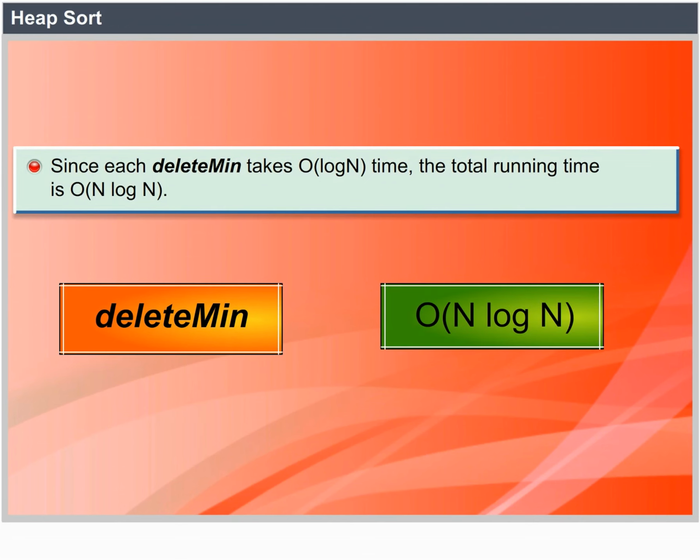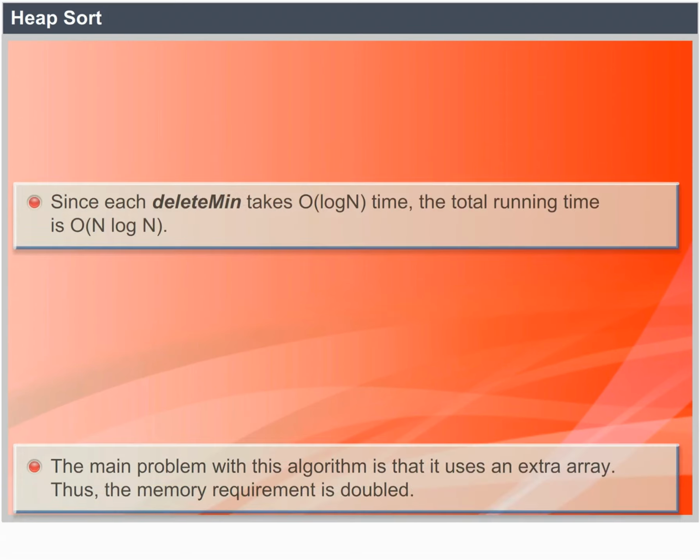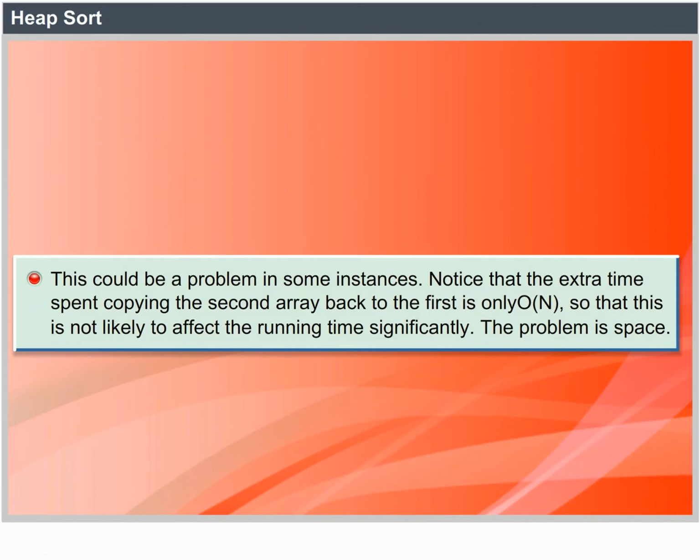The main problem with this algorithm is that it uses an extra array. Thus, the memory requirement is doubled. This would be a problem in some instances. Notice that the extra time spent copying the second array back to the first is only O(n), so that this is not likely to affect the running time significantly.